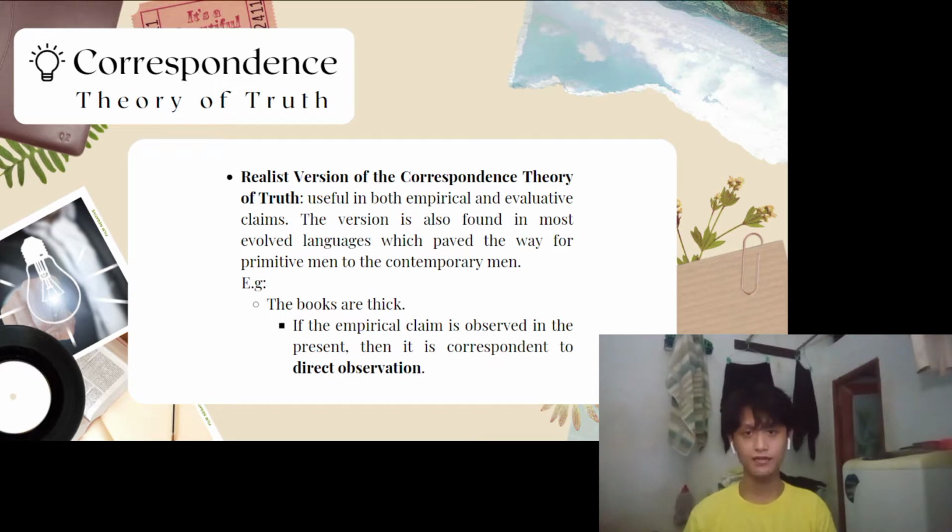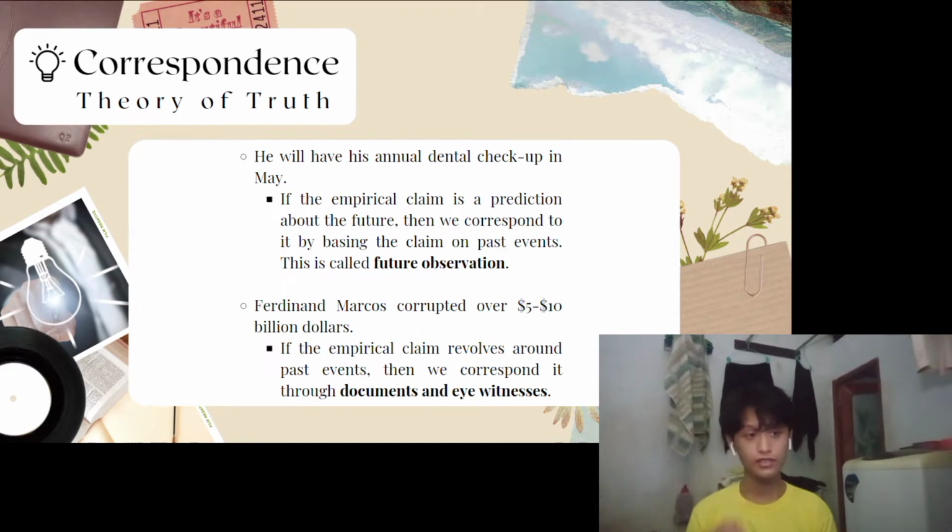We have our first example. The books are thick. Now, also do take note that the examples that we are going over right now are still empirical claims. We will be discussing evaluative claims later on in the intersubjective consensus. Now, going back to the example, the books are thick. If the empirical claim is observed in the present, or anything is observed in the present, then it is correspondent to direct observation.